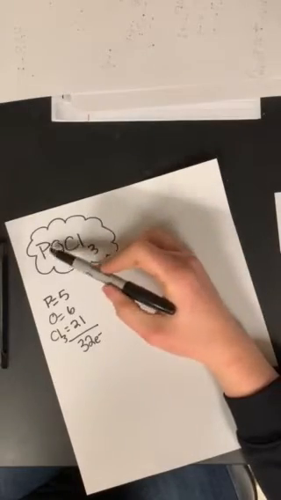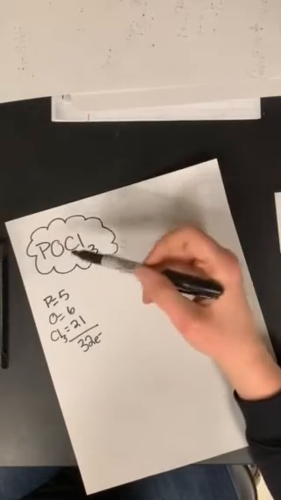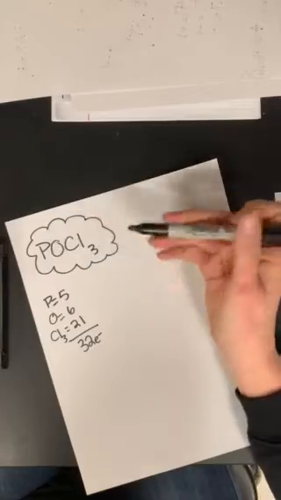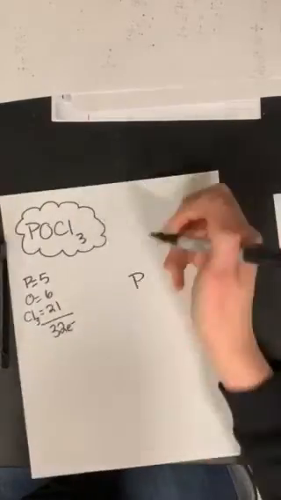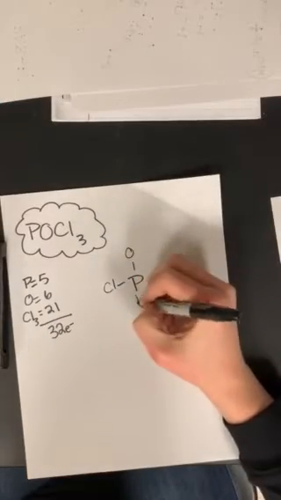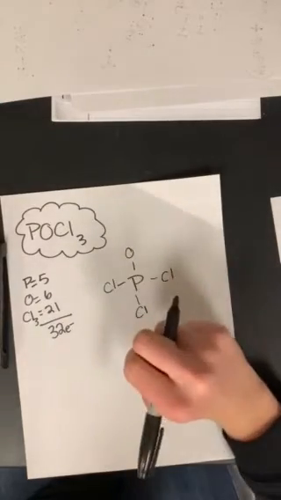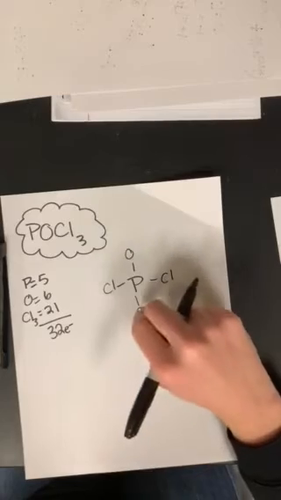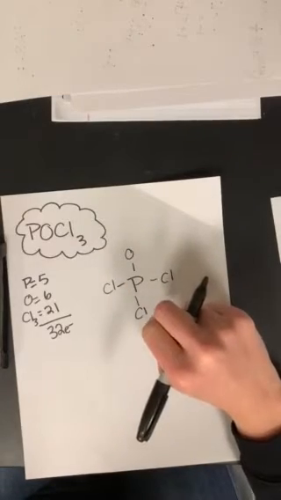Step 2, skeleton with all single bonds. Remember, we have to make the decision about which of these is going to be the central atom. The one that can form more bonds is going to be the central atom, so phosphorus. And then we have an oxygen and 3 chlorines. Okay, step 2 is done. Skeleton, check. Fill in remaining electrons that have not already been accounted for in bonds.